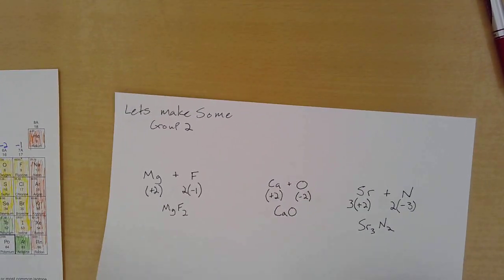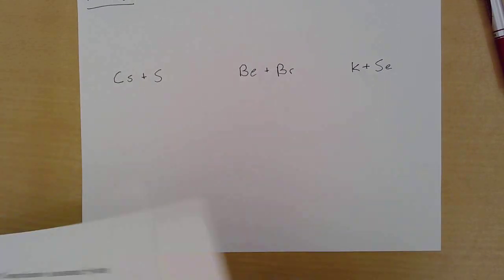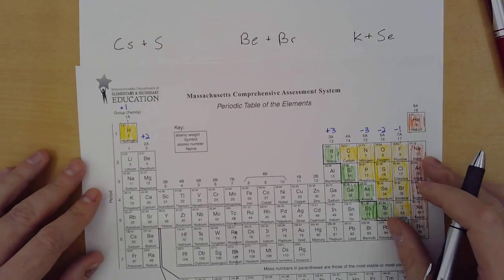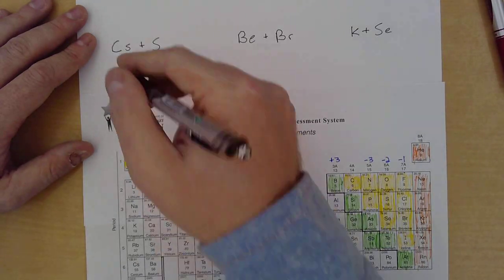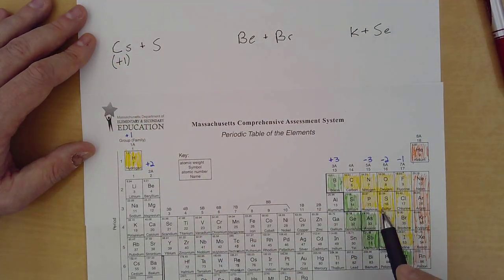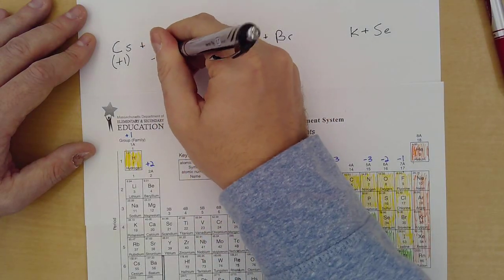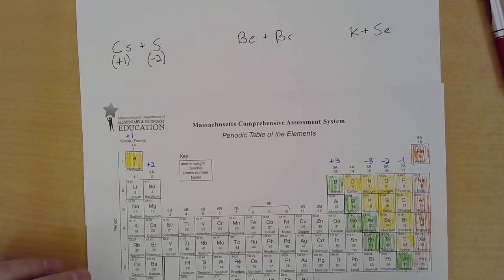Now let's try something that's a little more challenging. We're going to mix these up a little bit. So I've got Cs and I've got S. Let's look at where they are. Cs is in that +1 column. S is over here in this -2 column. Pause the video if you need time to follow along. And we're going to see how we can balance them.